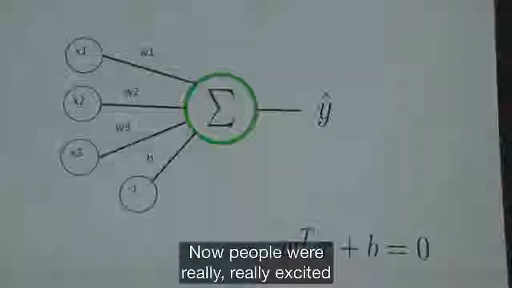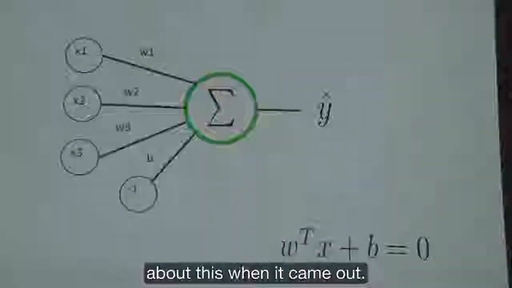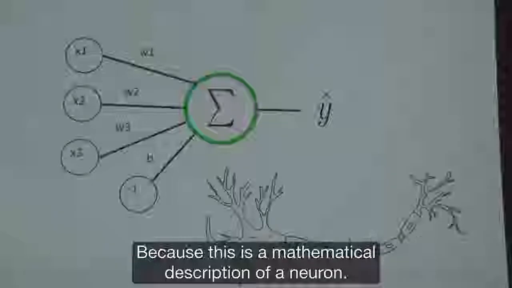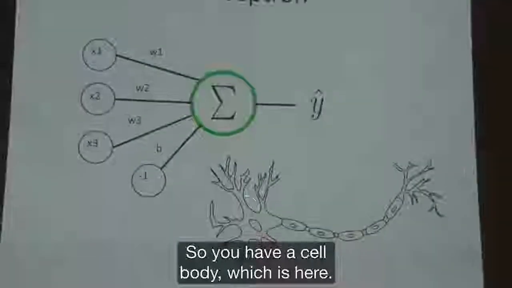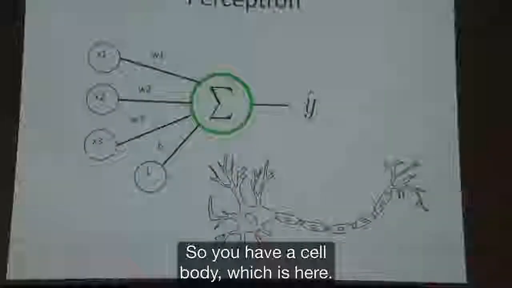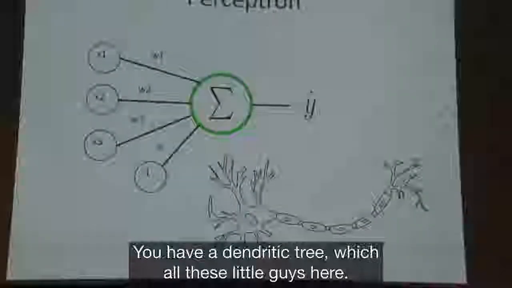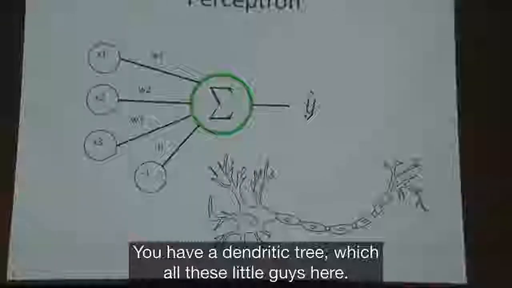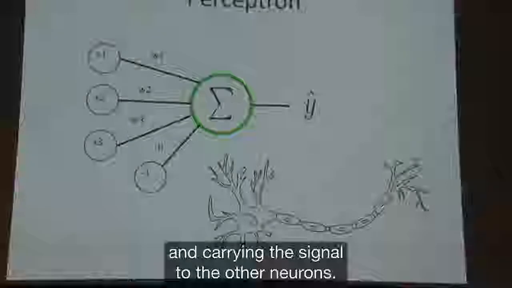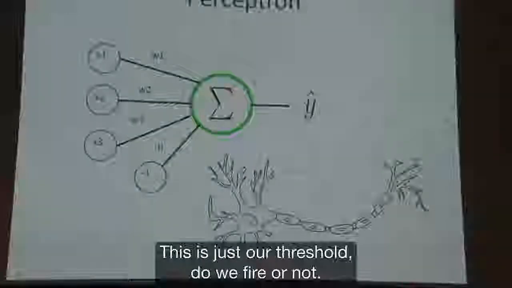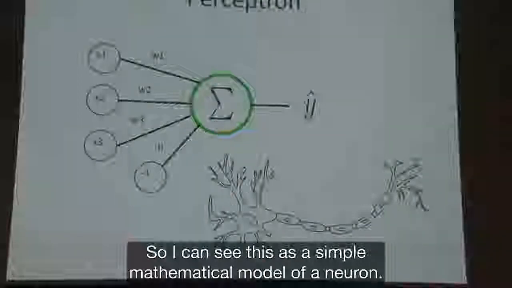Now, people were really, really excited about this when it came out. Why? Because this is a mathematical description of a neuron. So you have a cell body, which is here. You have a dendritic tree, which are all these little guys here. You have the axon carrying the action potential and carrying the signal to the other neurons, and this is just our threshold, do we fire or not. So I can see this as a simple but mathematical model of a neuron.